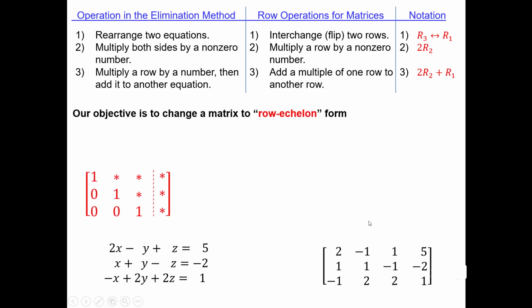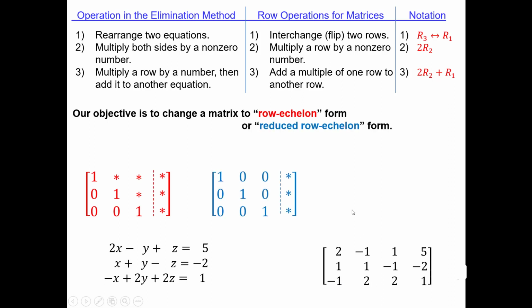And so our objective is to change a matrix to what we refer to as row echelon form. Now, an echelon is kind of a stair-step pattern. And so to change this to row echelon form, my objective is to try to get these coefficients on the left side to be ones along the diagonal and zeros underneath. I'll say that again. We want the diagonal here to be ones, and we want the bottom values to be zeros.